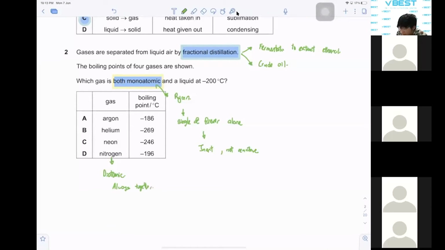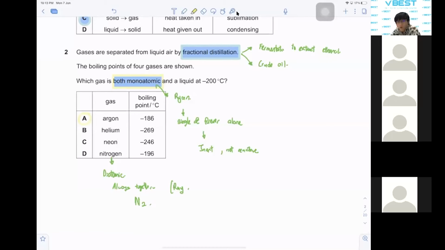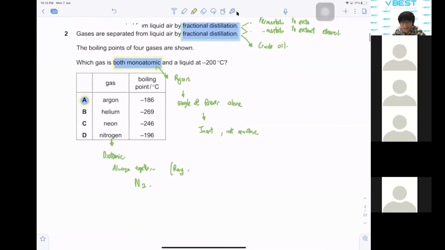What do you mean by diatomic? Diatomic is always together. For example, if you have any gay friend or any PDA couple, they are always together. That's diatomic. So N2, for example. Ray, my student Ray, who's your gay partner? Always see you holding hands. So, A.